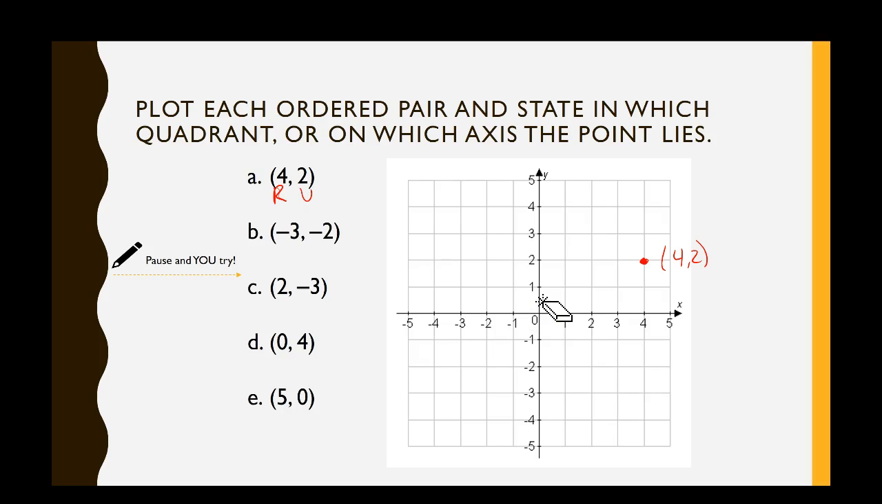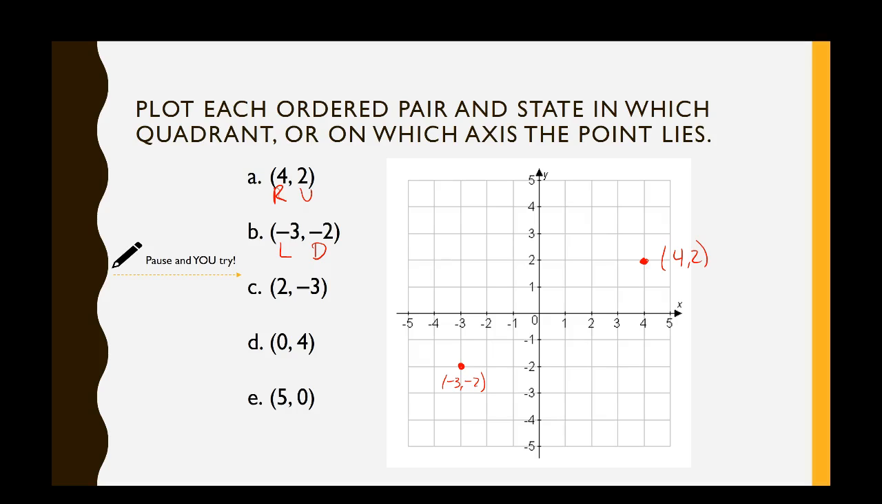All right. To plot negative 3, negative 2. Start at the origin, negative 3, so I go to the left 3, and then I go down 2, which is right there. And that's negative 3, negative 2. It's kind of like playing Battleship, except with Battleship you have a letter and a number. You just have 2 numbers here. So this negative 3 told me to go to the left, negative 2 told me to go down.